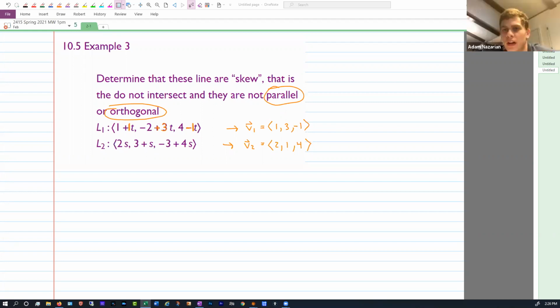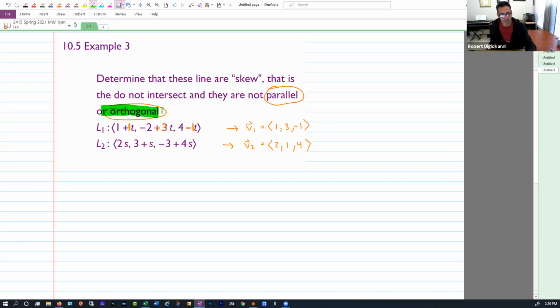Adam, what are we trying to find out now? If they're parallel or orthogonal? Yeah, what would be an easy way, Adam, to check to see whether or not these two vectors are orthogonal? You find the cross product, and if it's equal to 1 or 0, then they're orthogonal. Or no, they're parallel, sorry. Yeah, so it would be the dot product then. If the dot product is 0, then they're orthogonal.